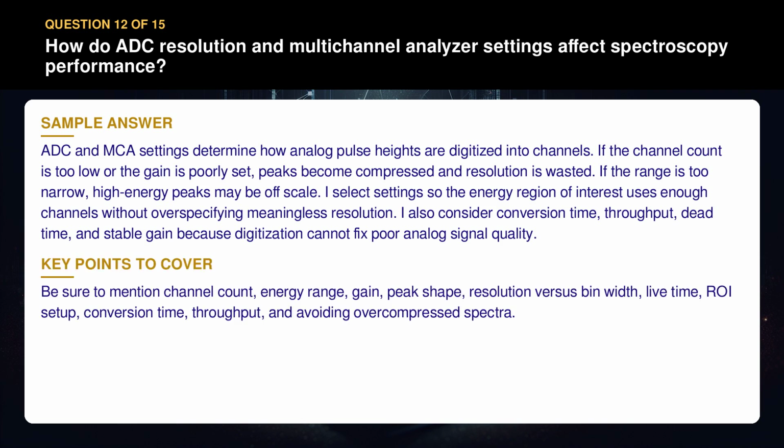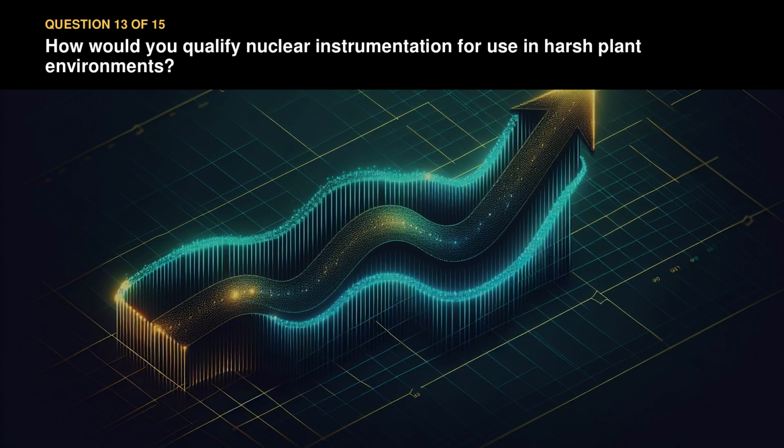Be sure to mention channel count, energy range, gain, peak shape, resolution versus bin width, live time, ROI setup, conversion time, throughput, and avoiding overcompressed spectra. Question 13. How would you qualify nuclear instrumentation for use in harsh plant environments?